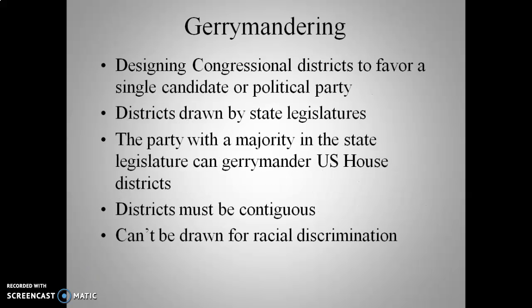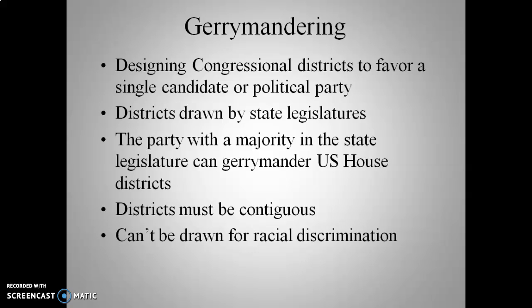Okay, another one is gerrymandering, and we've talked about gerrymandering a little bit in the past. It is designing congressional districts to favor a single candidate or political party. The important thing to remember is that these districts are drawn by state legislatures. Even though we're talking about the districts in the United States House of Representatives, it is the state legislatures that draw them. Therefore, whichever party has a majority in the state legislature, and in Illinois, of course, that is our General Assembly, that party can gerrymander U.S. House districts. There's just a couple of rules that they have to follow.